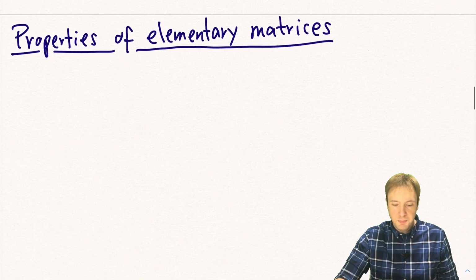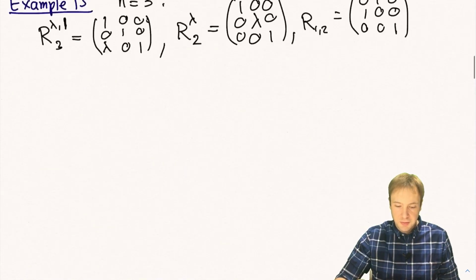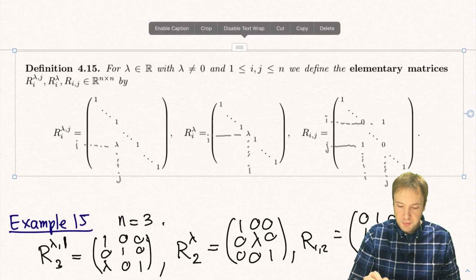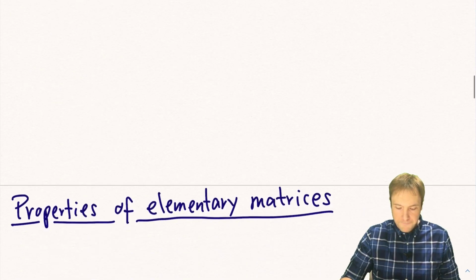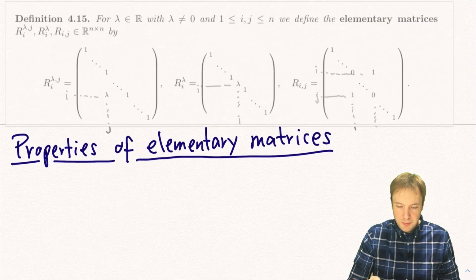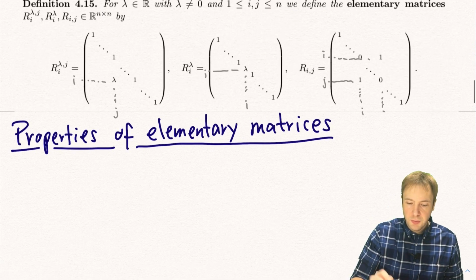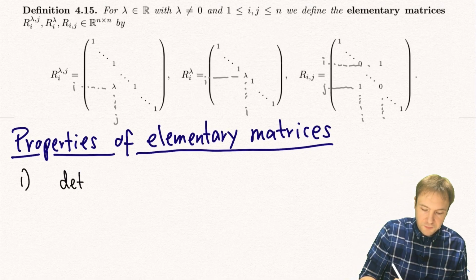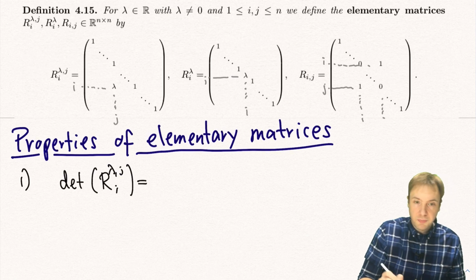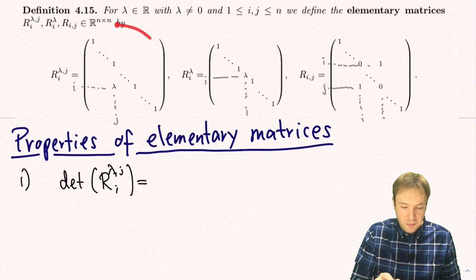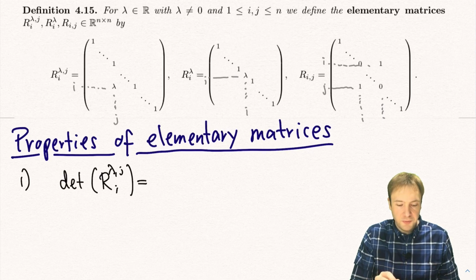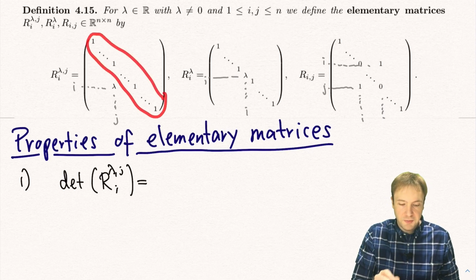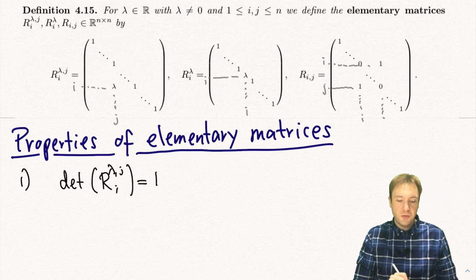And so, first, simple properties of these matrices. So first, what are their determinants? What is the determinant of R lambda j i? Well, if you calculate the determinant of this matrix, then there's again just one pattern which gives non-zero contributions, which is just the entries on the diagonal. So this determinant is just 1.